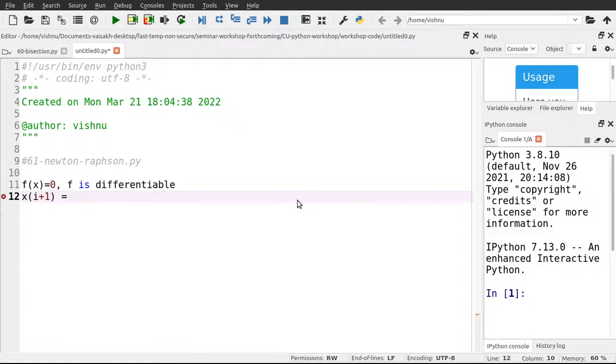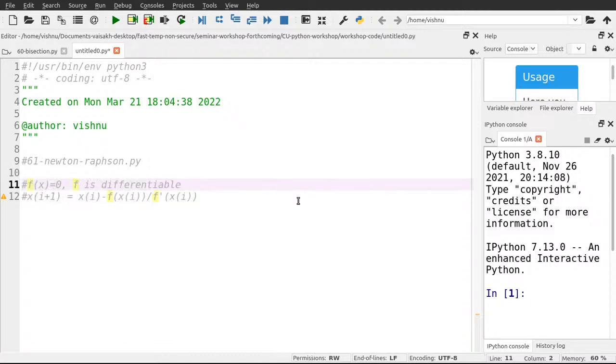So x_{i+1}, according to our computational formula for the Newton-Raphson method, is equal to x_i minus f(x) by f dash of x. Here, what we mean by f dash of x is f dash of x_i. So this is the computation formula that we are going to use, essentially.